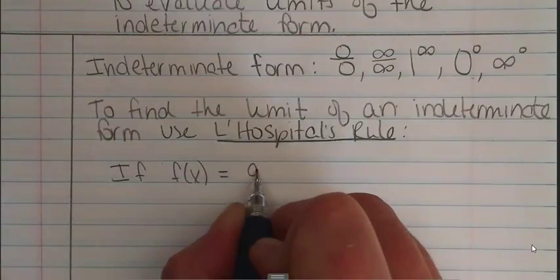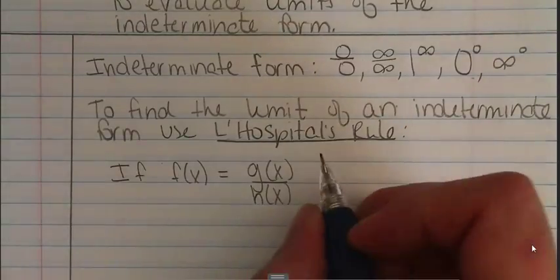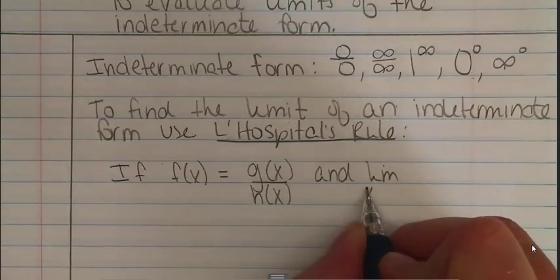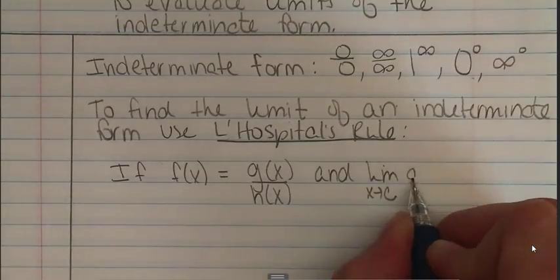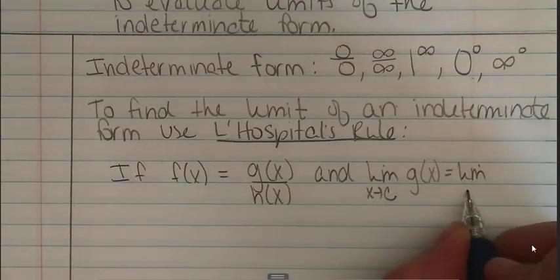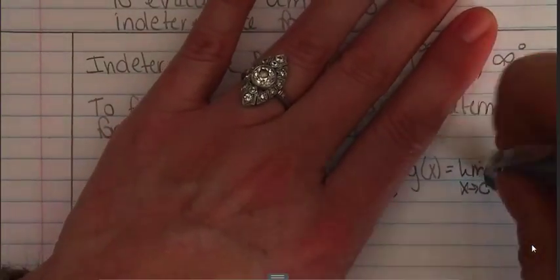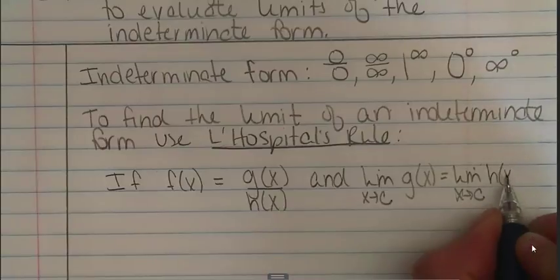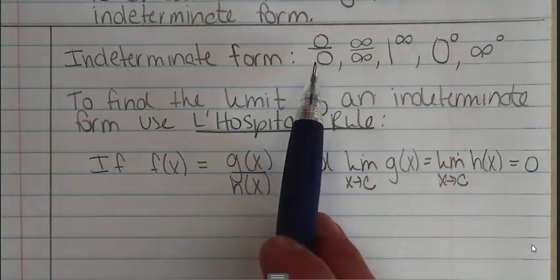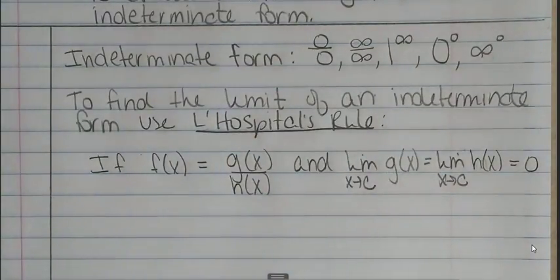So if you have a function where you have g of x over h of x, and the limit as x goes to some number c of g of x is the same as the limit as x goes to c of h of x, and let's just say that those both equal 0. So basically you get an indeterminate form of 0 over 0. This would also be true if that happens with infinity over infinity. Okay.